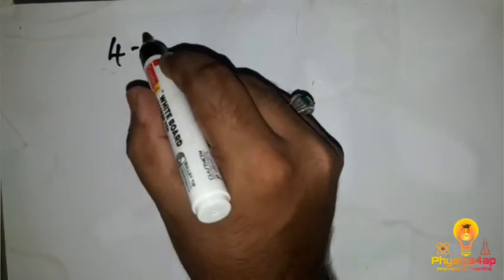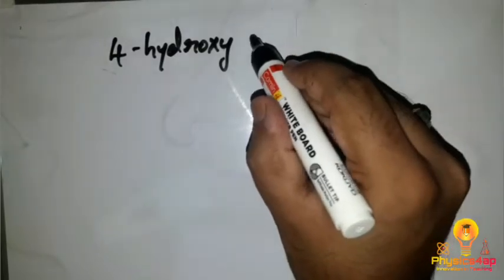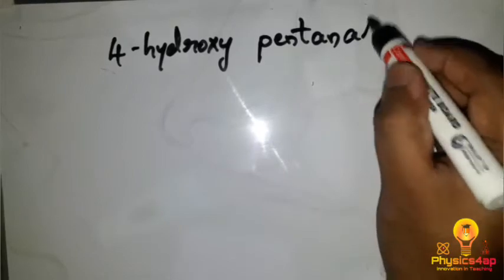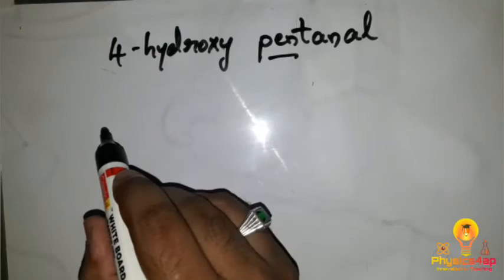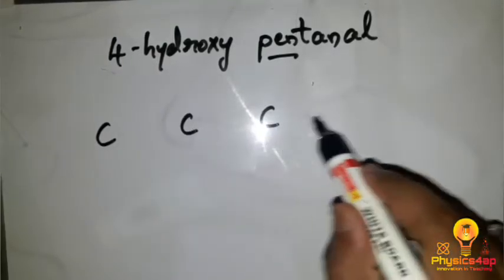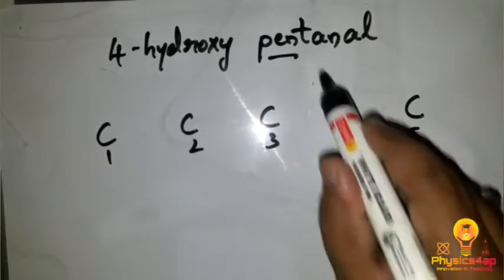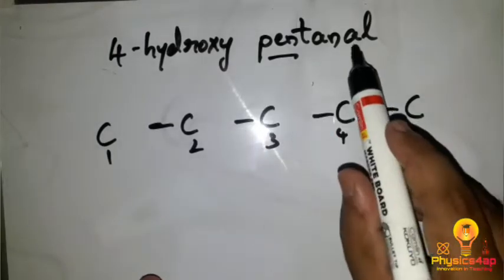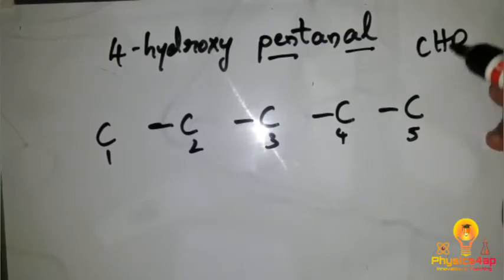So 4-hydroxypentanal. Let us see, 5 carbons: 1 2 3 4 5. All are single bonds, and "al" is the functional group, which is the aldehyde, CHO.